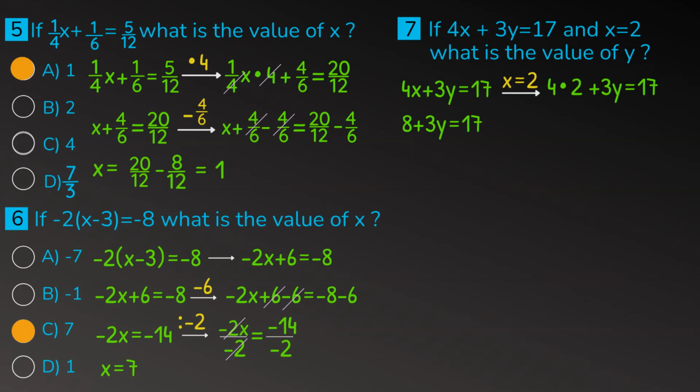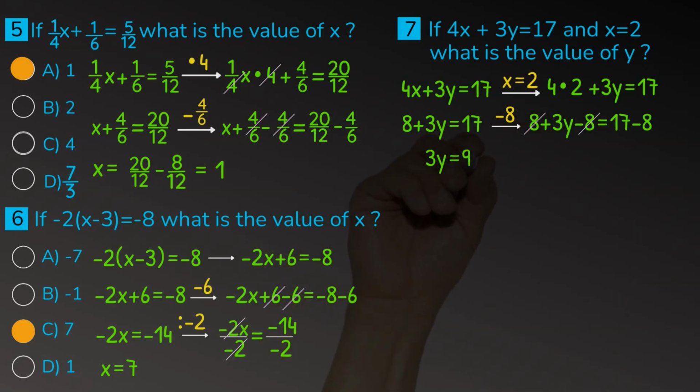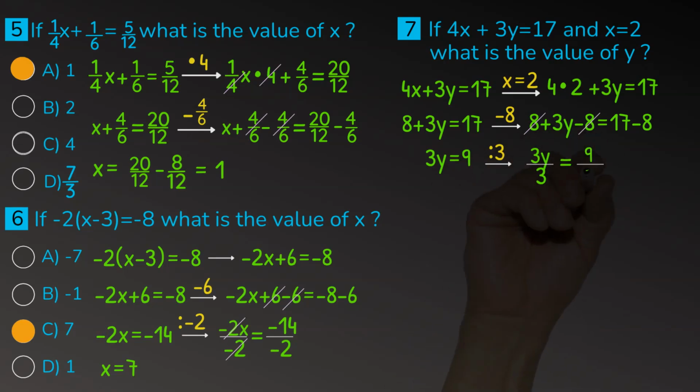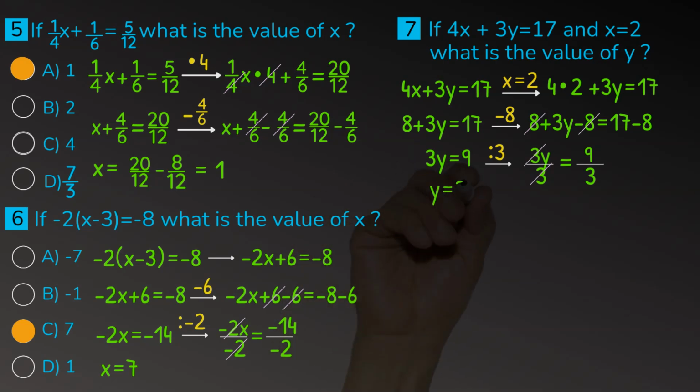And to get rid of the 8 on the left-hand side, we're going to subtract 8. So 8 plus 3y minus 8 is equal to 17 minus 8. So we now have 3y is equal to 9, because 17 minus 8 is 9. And then to get y on its own, we can divide by 3 on both sides. So we have 3y divided by 3 is equal to 9 divided by 3. The 3's cancel out on the left-hand side. 9 divided by 3 is 3. So y is equal to 3.